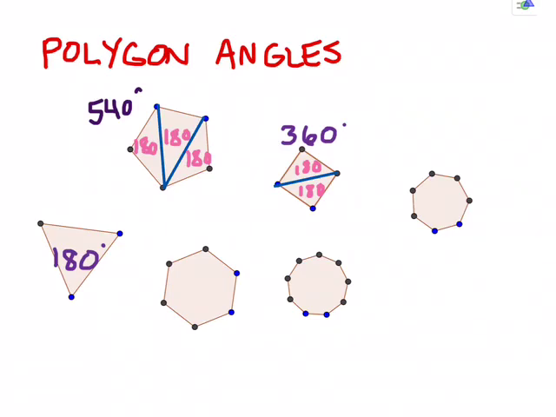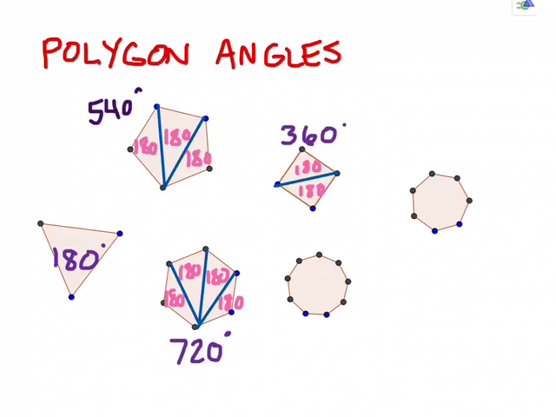Moving on down, here's a hexagon. I can make my connections. And I'm going to see 1, 2, 3, 4 triangles, giving me a grand total of 720 degrees in any hexagon. These are all regular, but this would be true no matter which sort of thing that I made.